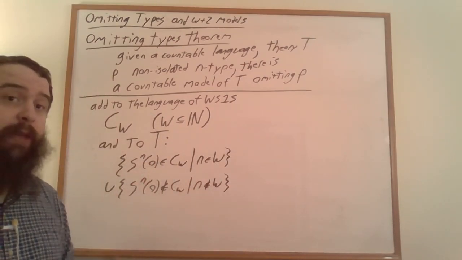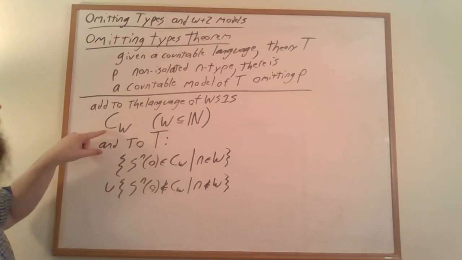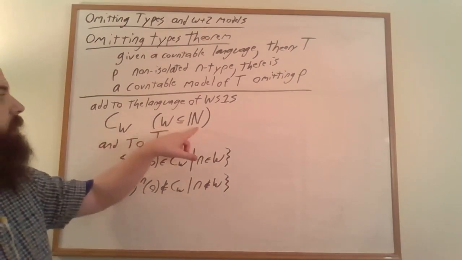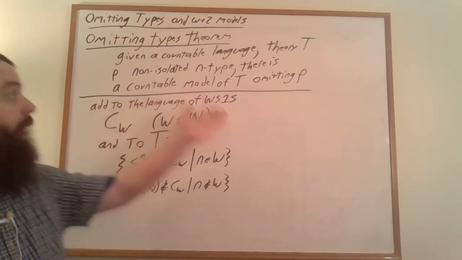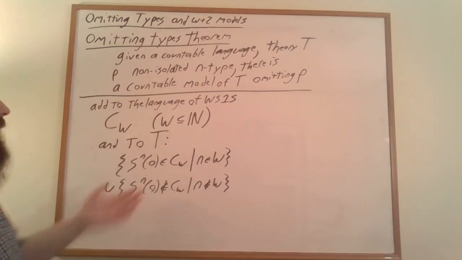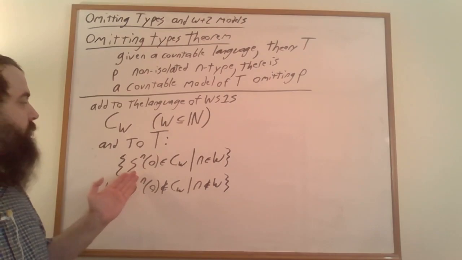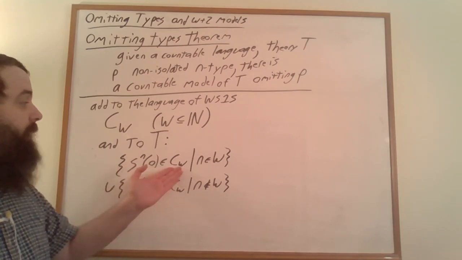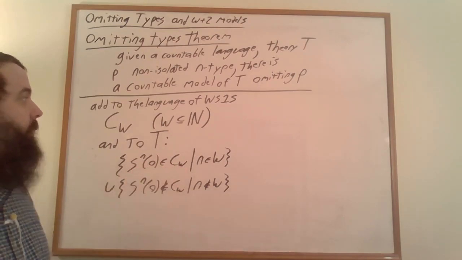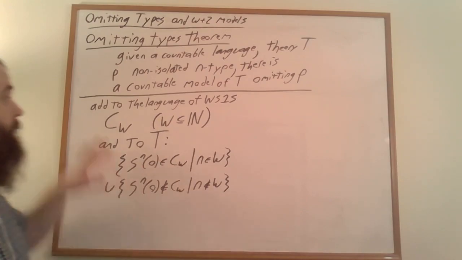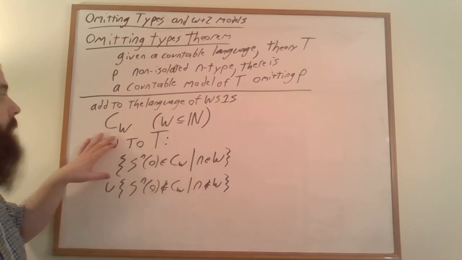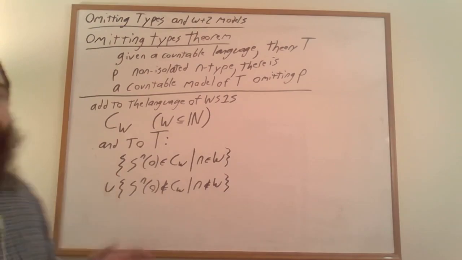Now there's a tricky bit here. We want to add on a constant symbol for every subset of the natural numbers to the language of weak S1S, and add on a bunch of formulas to T, specifying what natural numbers should be in the second order element given by that constant symbol. The problem is, we would be introducing uncountably many constant symbols to our language.